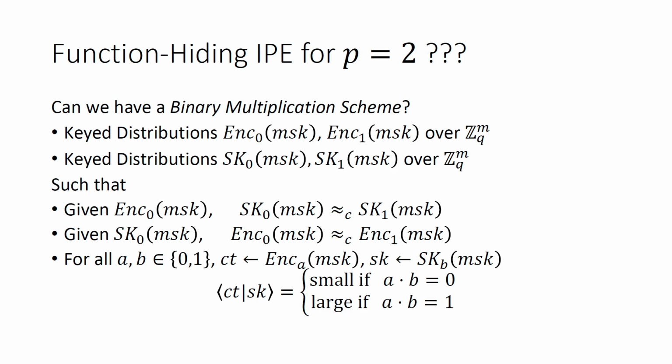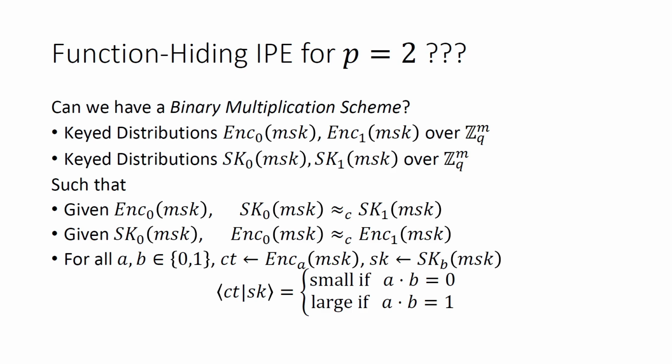But, and now here comes the correctness: if I have 2 bits A and B, and if I encrypt A and get a secret key for B from my distributions here, then the scalar product, modulo Q, is small if one of the bits is 0, but it's large if one of the bits is 1. This encapsulates lattice-based function-hiding IP, simplified down to the core: a minimal number of variables, 1, and a minimal modulus, 2. I have no idea if this exists.